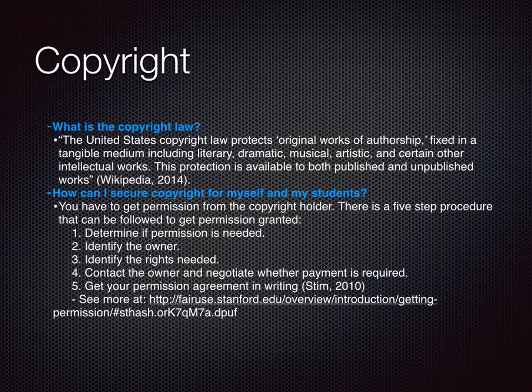When trying to secure information about copyright for yourself and for your students, you need to get permission from the copyright holder if you want to use something that's copyrighted in the classroom, and there's a 5-step procedure that you can follow. First, you need to determine whether or not permission is needed. In most cases, it is. Second, you need to identify the owner, identify the rights that you would need, contact the owner and negotiate whether or not payment is required, or any other form of recognition that the author would want, and then you need to get that permission in writing. This whole process is recommended to be done in writing.